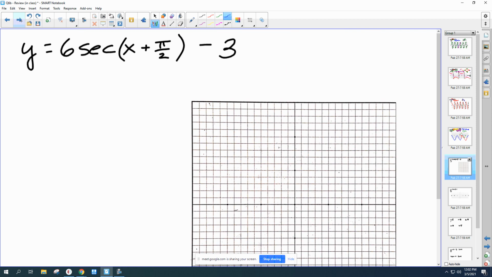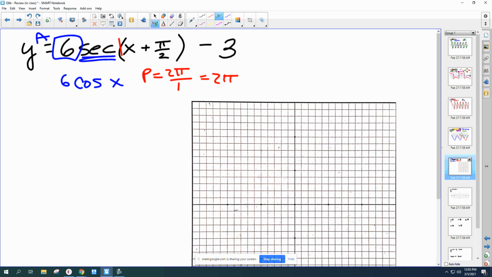Secant. Kind of the same thing as the last one, but instead of secant, you're going to think about this as a cosine. So 6 cosine x is what I'm looking at. You can see this is your A number. And we can calculate the period. Period is going to be 2 pi over 1. We can see the shifting, but we can do the shifting later. But anyway, I see it's going to be left pi over 2 and down 3. So let's just focus on 6 cosine x.